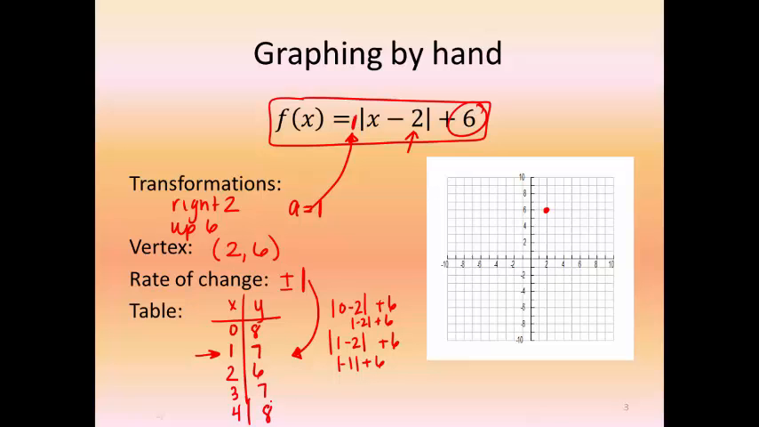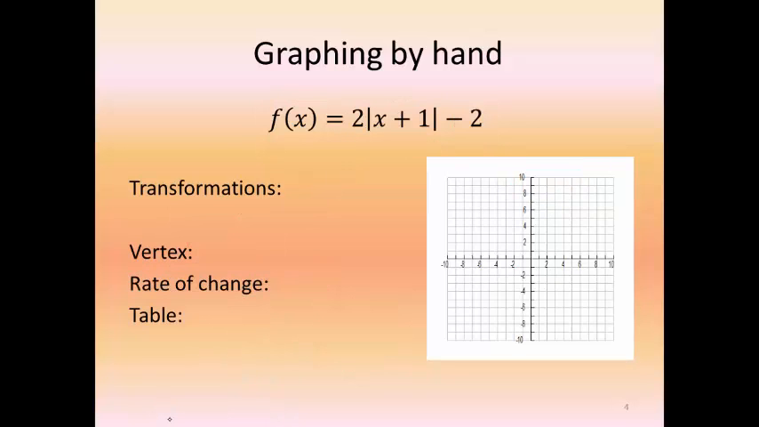So now I'm ready to plot those points, and I can see that my rate of change is positive and negative 1, meaning that on both sides it's going to have a rate of change of 1. And this, with arrows, is my absolute value graph.